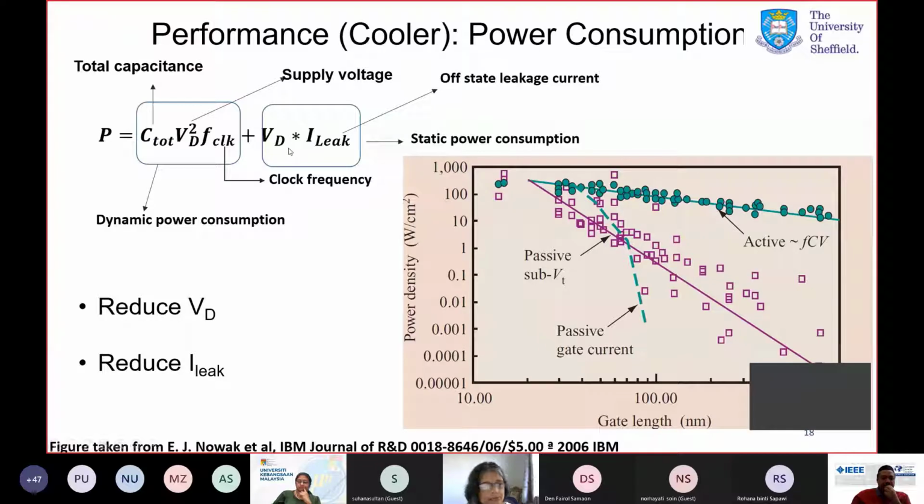And the second component to the power consumption is the static power consumption when the device is off, and that depends on the leakage current times the drain voltage. So it's given by VI. And you can see that in both of these cases, in order to reduce power consumption, you need to reduce the drain supply and you need to reduce the leakage current. In fact, you can see that the static power consumption overtook the dynamic power consumption of the transistor way back in 2006.